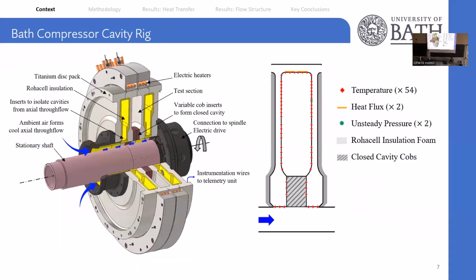To validate this, the Bath compressor cavity rig has been used in the closed cavity configuration. A series of 4 co-rotating discs rotate around a stationary central shaft with electric heaters at the outer shroud to model that hot main gas path, while cooling ambient air is passed through the bore.